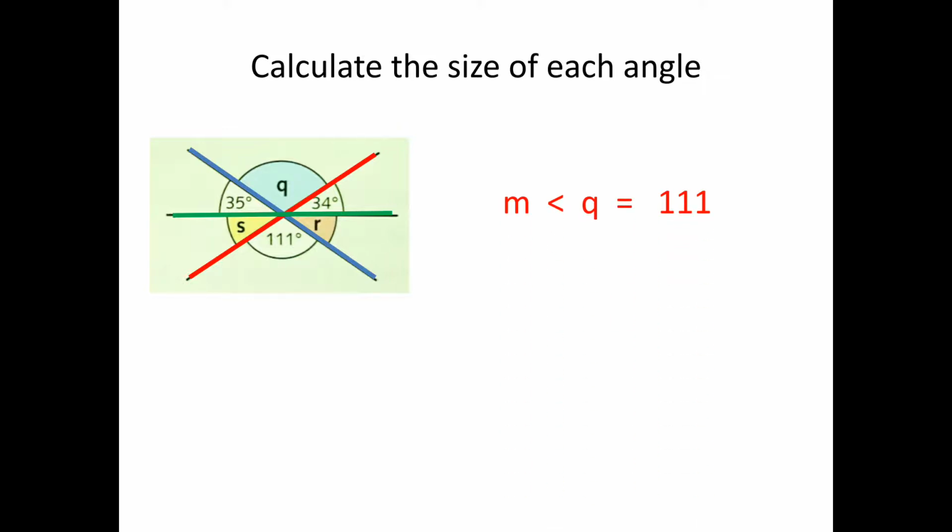We will start with Q. As you see, angle Q is between the blue and the red lines. What else is between blue and red? Excellent, 111. That's why Q is equal to 111, because they are vertically opposite angles. Then look at R. R is between green and blue. What else is between green and blue? 35. That's why measure of angle R will be equal to 35 degrees.